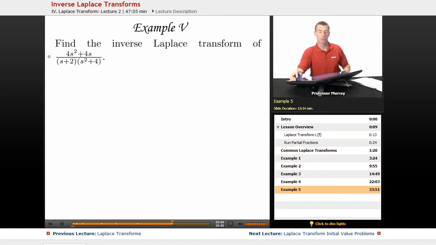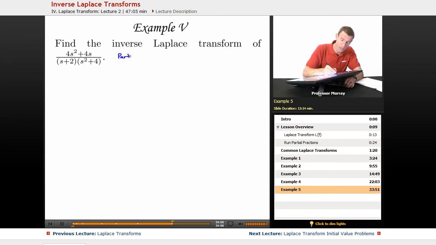We're going to find the inverse Laplace transform of (4s squared plus 4s) over (s plus 2) times (s squared plus 4). Once again, the first step here is partial fractions, to try to break this up into more manageable pieces.